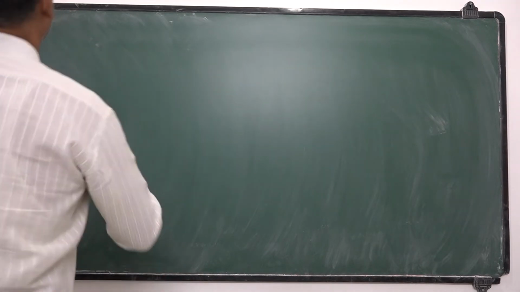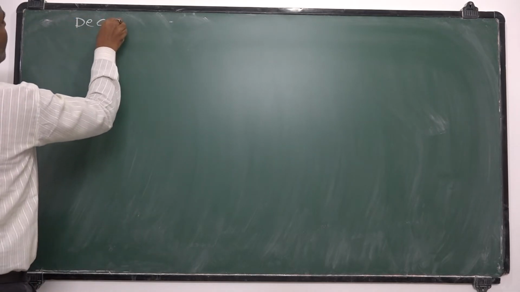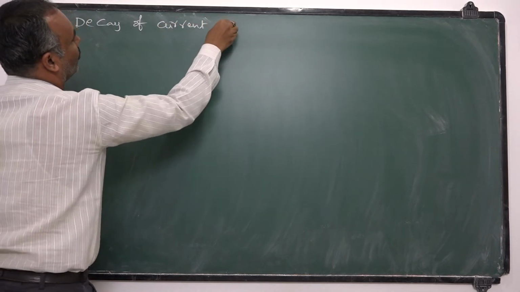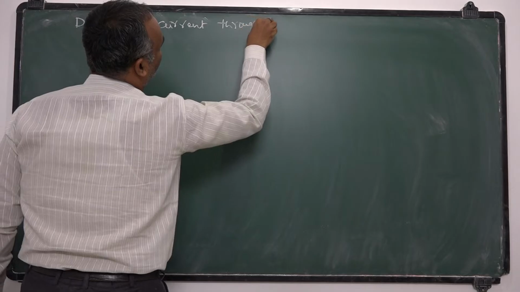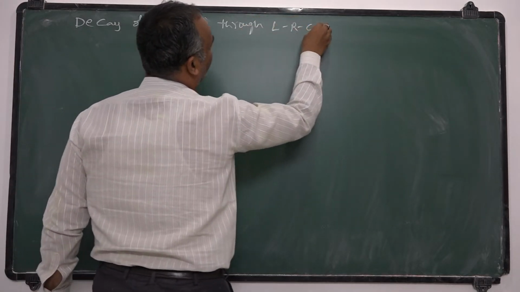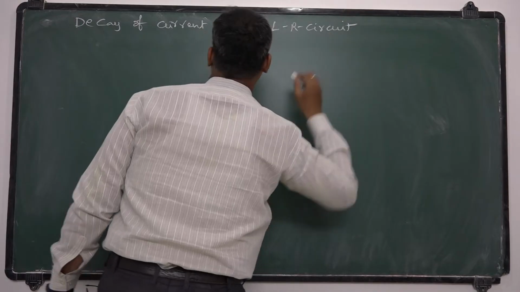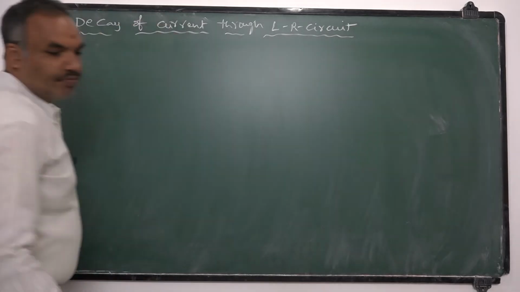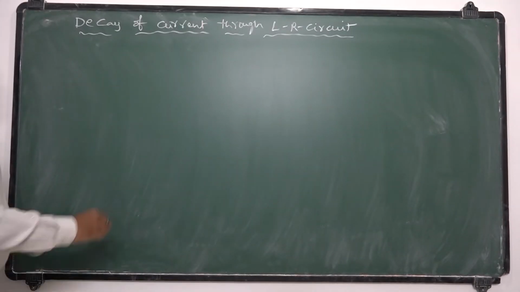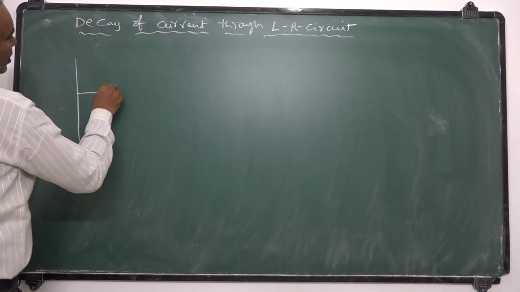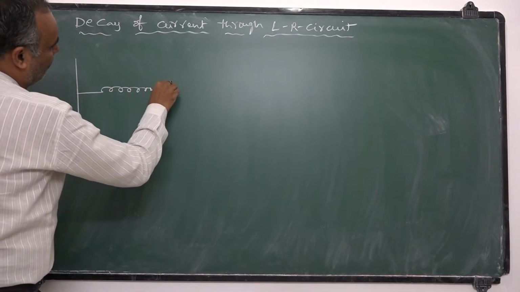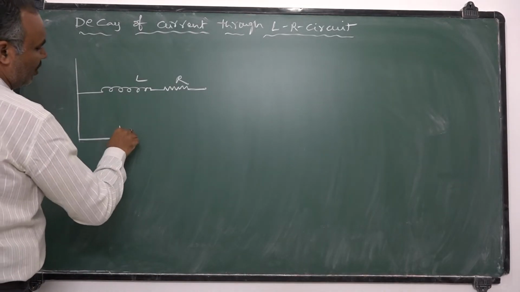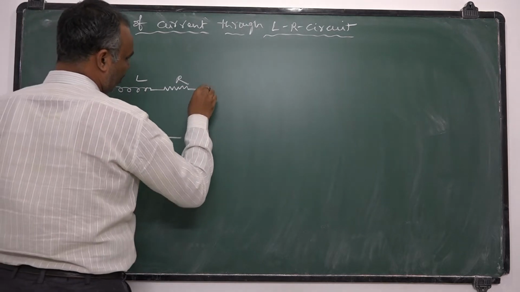Now we discuss decay of current through LR circuit. Till now we discussed growth of current. Now we are going to discuss decay of current. Suppose this is the inductor, this is the resistor. They were initially connected to a cell and a key arrangement like this.